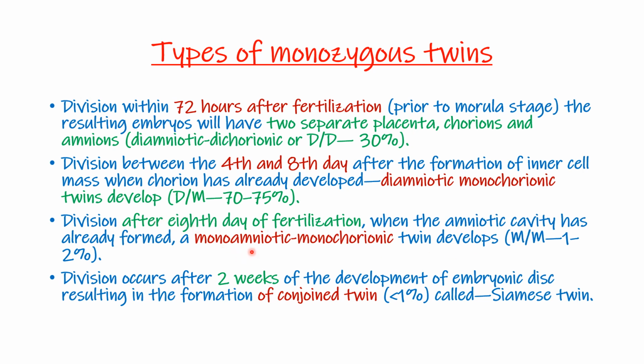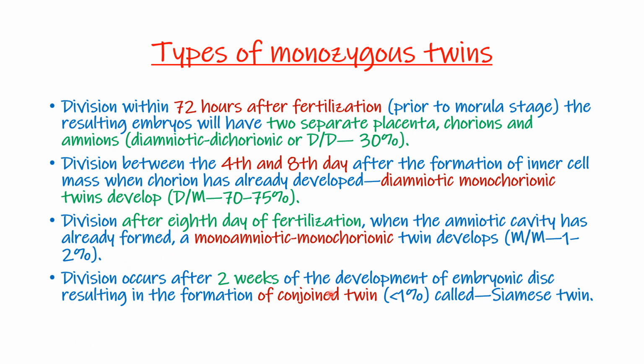So when the division occurs after 8 days of fertilization, when the amniotic cavity has already formed, then we'll have monoamniotic monochorionic, that is MM, and it's rare, that is 1 to 2%. So the most common one, which can come actually in your MCQs, is the diamniotic monochorionic.